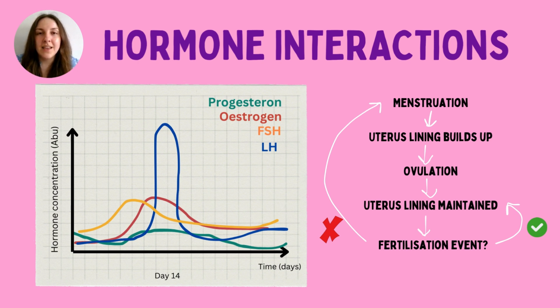Now, if there is an egg cell that has been fertilized, the uterus lining is maintained. Progesterone levels will stay high and are stable to keep that uterus lining built, and pregnancy will occur. However, if there's not any pregnancy and there's no fertilization, the egg cell and all of the uterus lining is broken down and released through the vagina, and therefore we have menstruation. And again, this just cycles on and on.